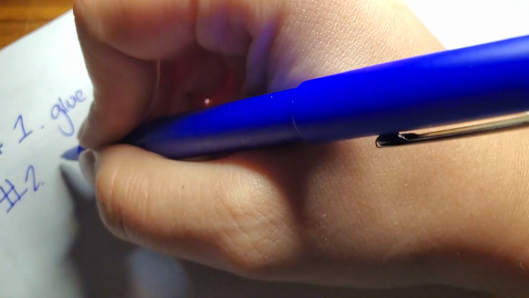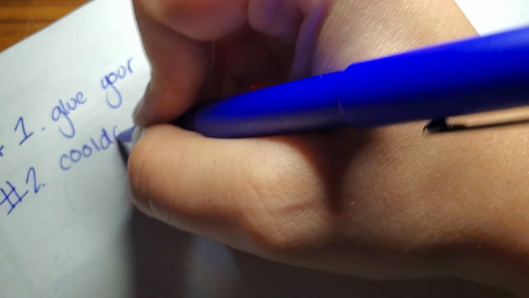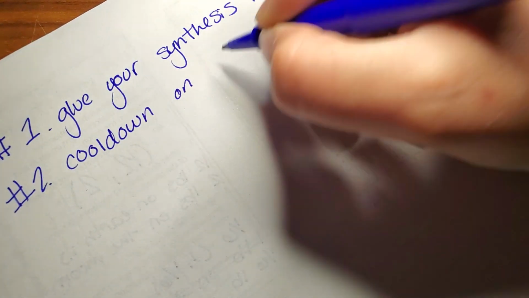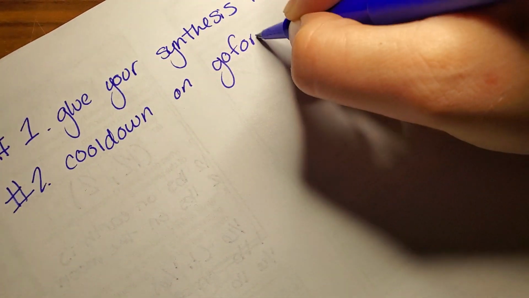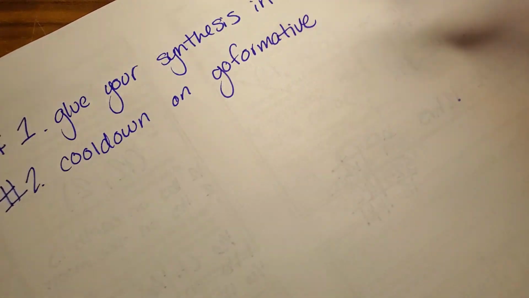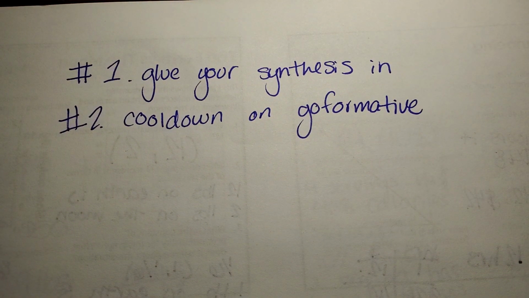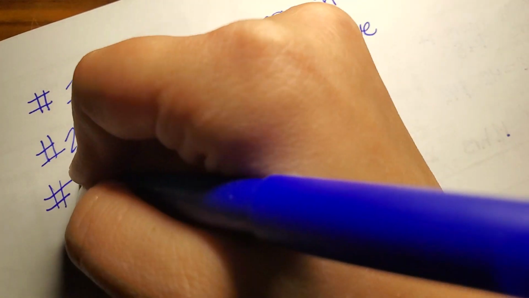Number 2, okay, we're moving on to a normal day in class. Do your cool down on GoFormative. Should be pretty simple, okay? It's a graph. You got, I'm pretty sure, 3, maybe 4 problems, but I'm pretty sure it's only 3. Very simple.